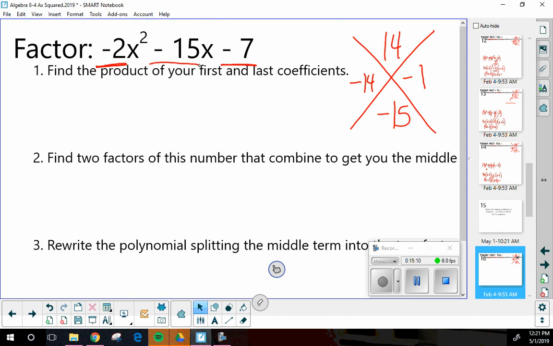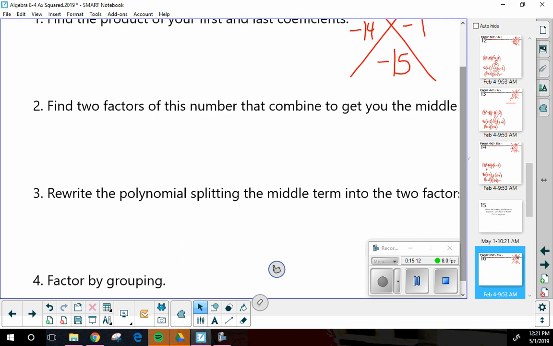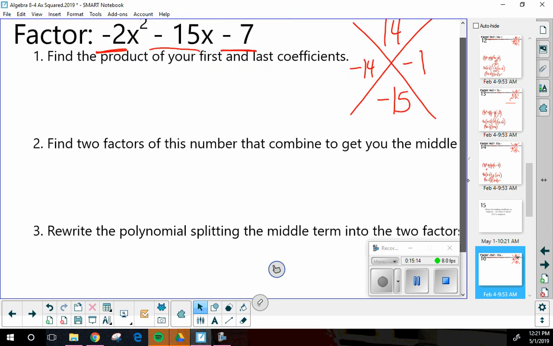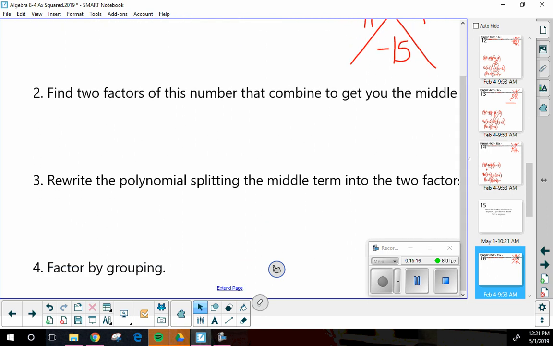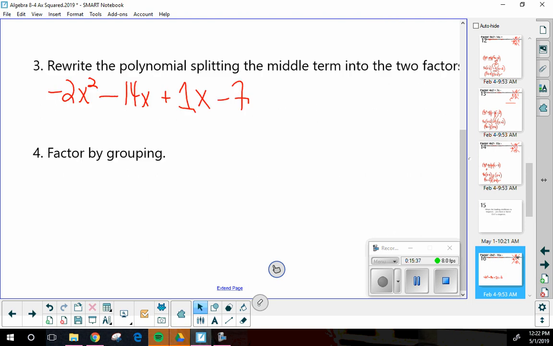So I'm going to rewrite the polynomial, splitting that middle term into two factors. So that would leave me with negative 2x squared minus 14x plus, I'm going to go ahead and put a 1 here, and then end with minus 7. So all I did was stick in the two middle numbers when I rewrote the polynomial. Now, I'm just going to factor by grouping.